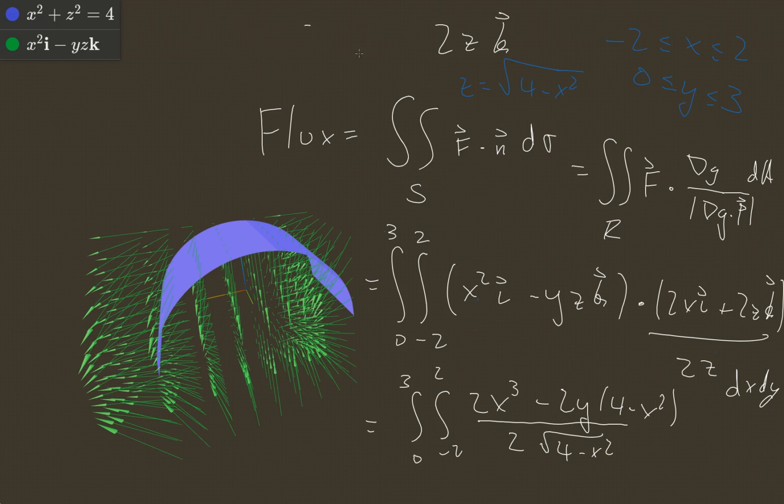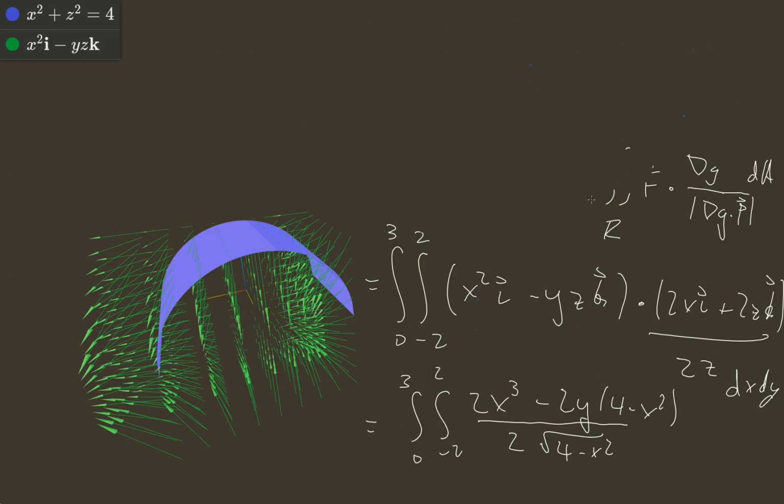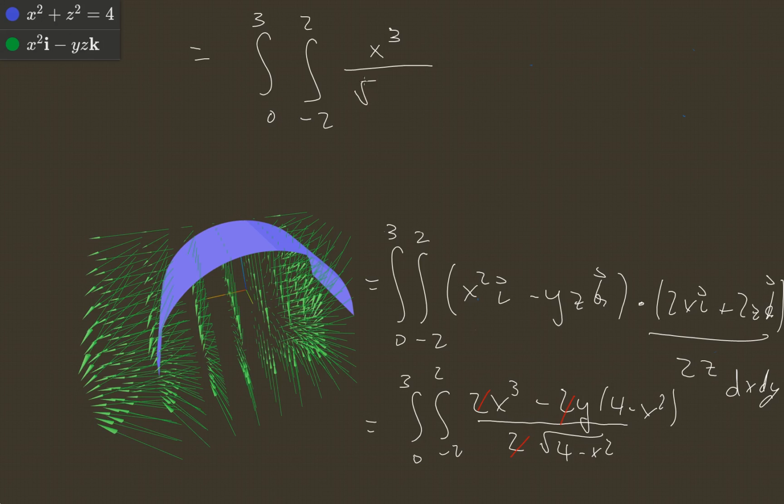All right, so that looks complicated. I guess we can cancel a 2 from everything, so that's not so bad. So this is the integral 0 to 3, integral -2 to 2. Let's split this up so it's x cubed over root 4 minus x squared, and then minus y, minus, since we divided by that, so minus y root 4 minus x squared, and then dx dy.